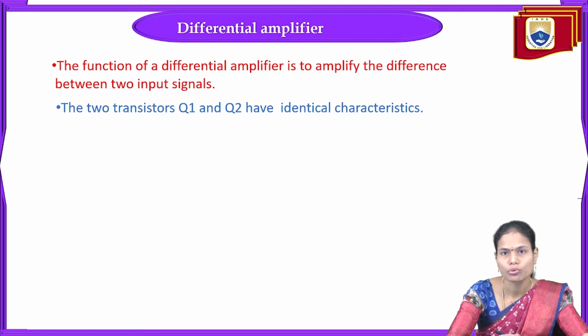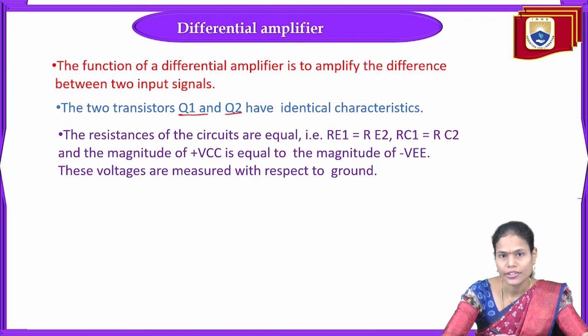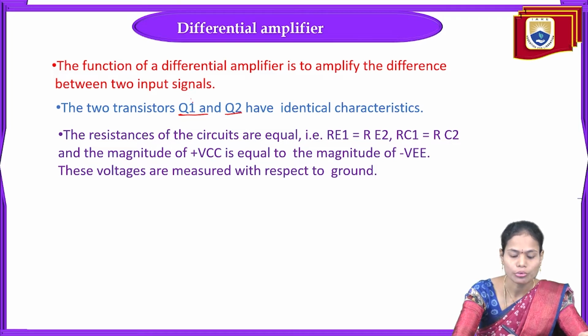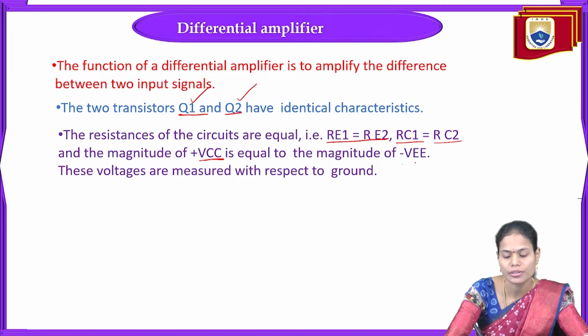As I have already mentioned, to design this we require two identical transistors, Q1 and Q2. Along with these two identical transistors, the resistances should also be equal. The emitter resistances of the two transistors, RE1 and RE2, should be equal, and the collector resistances of the two transistors, RC1 and RC2, must also be equal. The magnitude of the supply voltage VCC must be equal to the magnitude of the emitter voltage VE, and these voltages are measured with respect to ground. To design any differential amplifier, we have to follow these three conditions: all the emitter and collector resistances must be equal and the applied voltage polarities also equal.